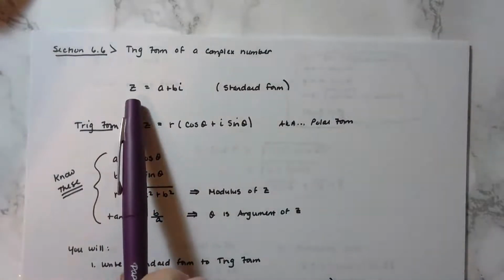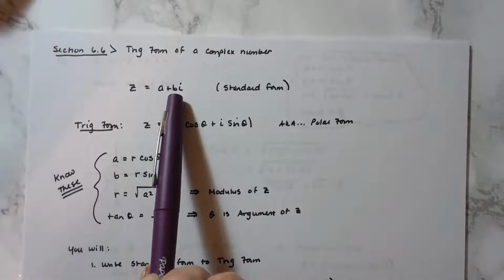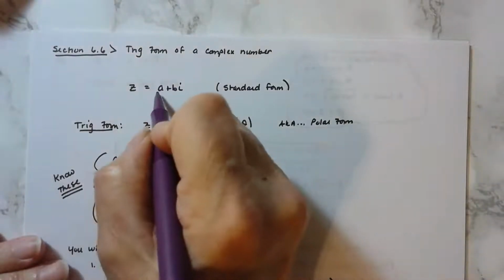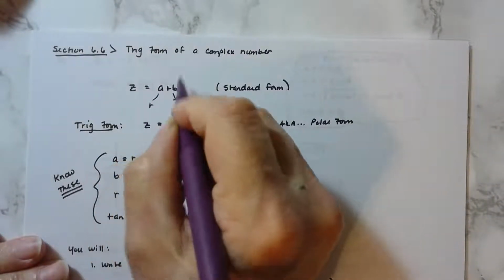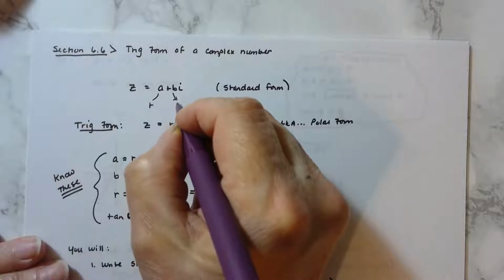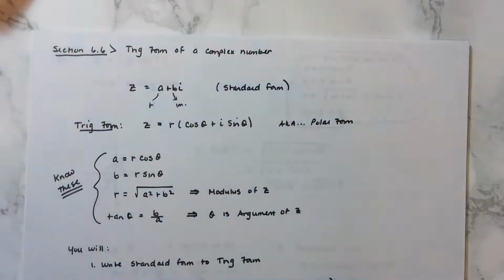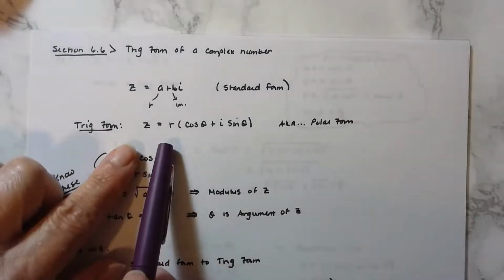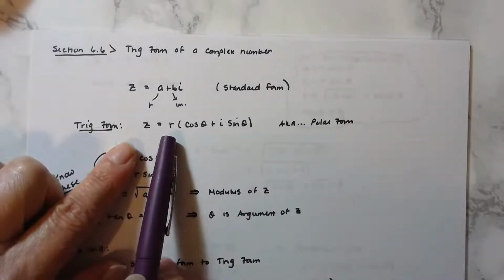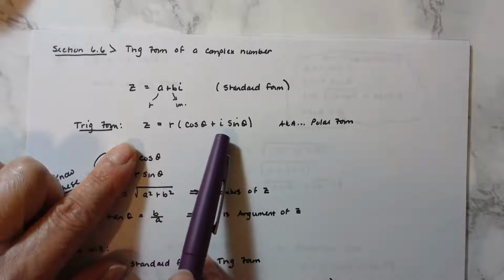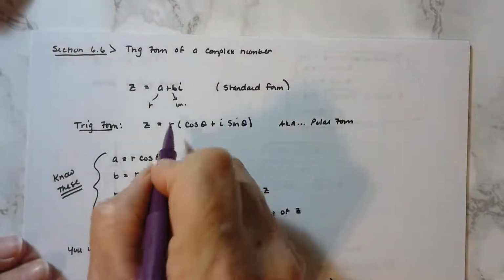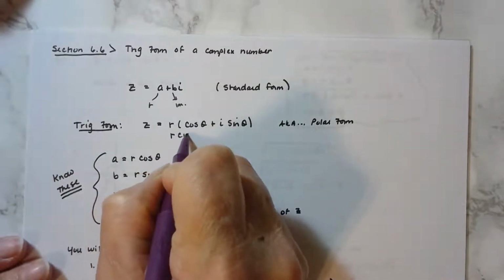So the standard form of a complex number is z equals a plus bi, where a is the real part and b is the imaginary part. The trig form of a complex number looks like this: z equals r times the quantity cos theta plus i sine theta. And in upper math, we write it as r cis theta.